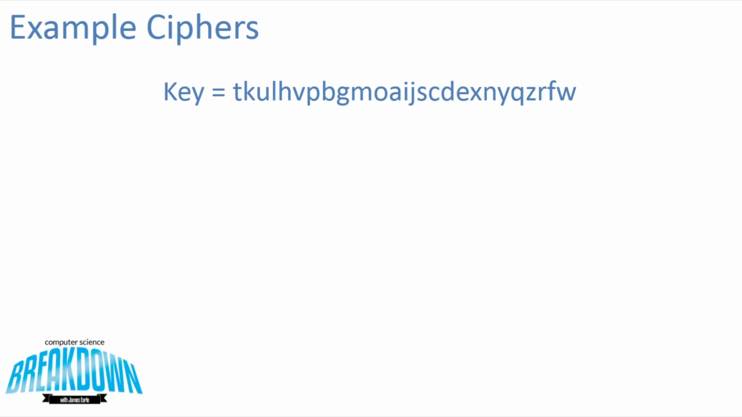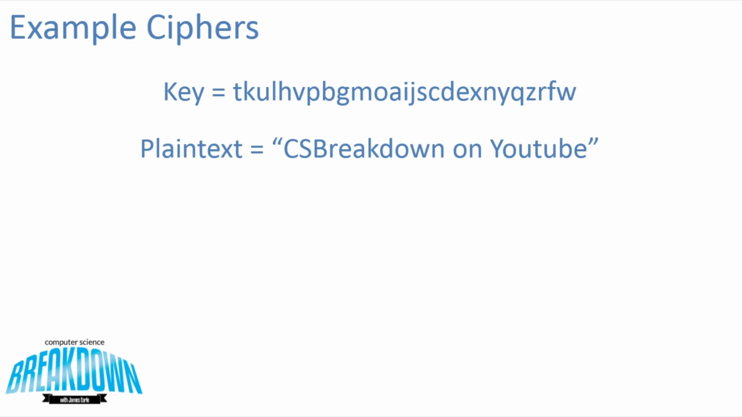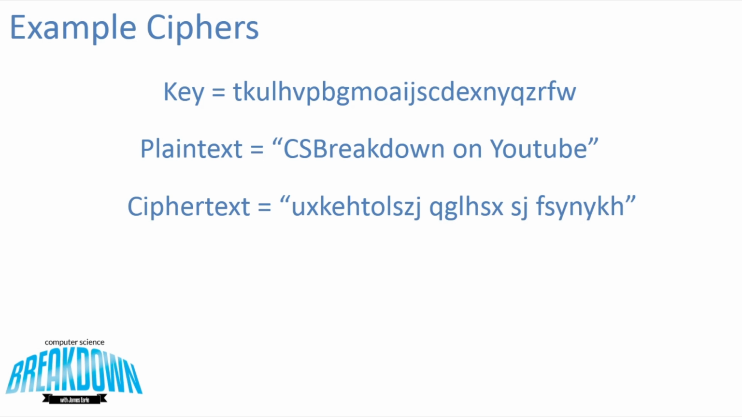So let's say this is our key, and our plain text was CSBreakdown on YouTube. This is going to translate to the ciphertext UXK, etc. And you'll see that the big problem with this is that the letters translate to the same letter every time. So if there's ever the letter O or C or B or anything, it's going to map to the same letter every single occurrence.